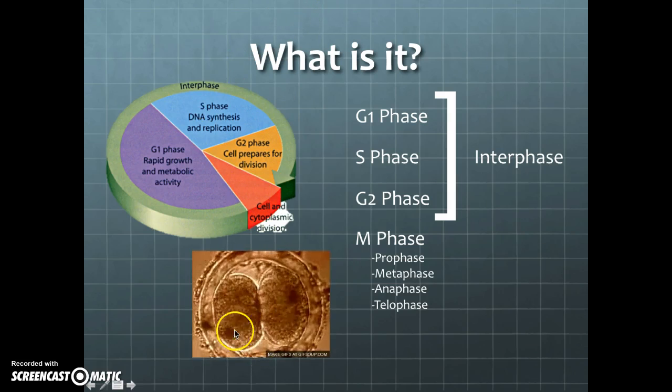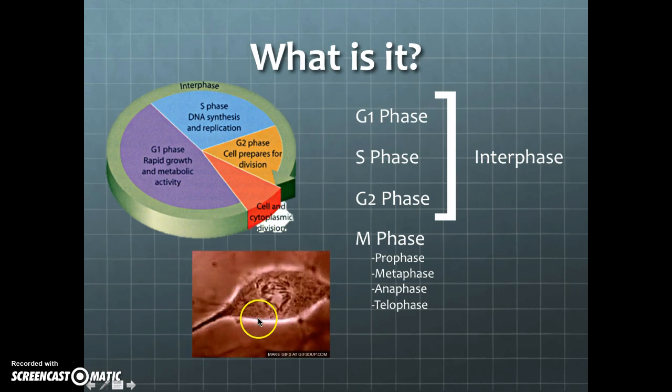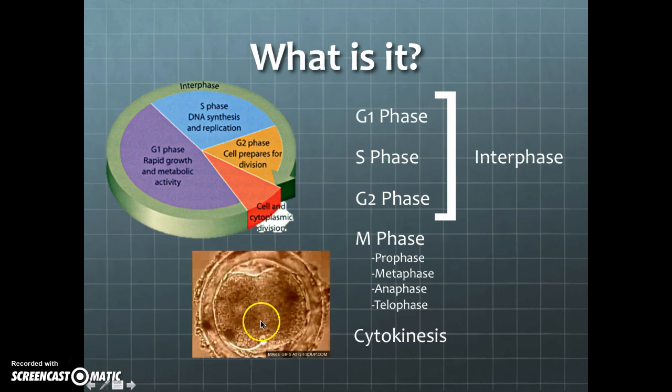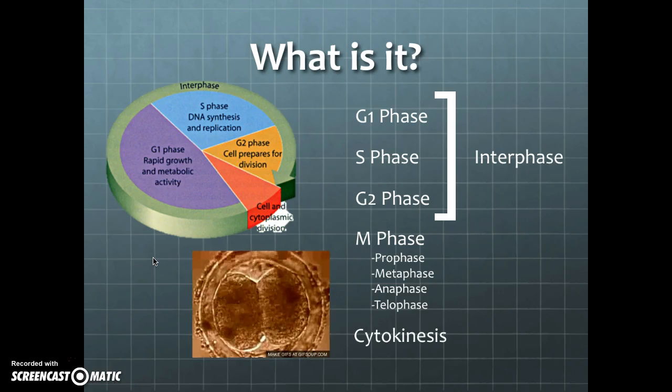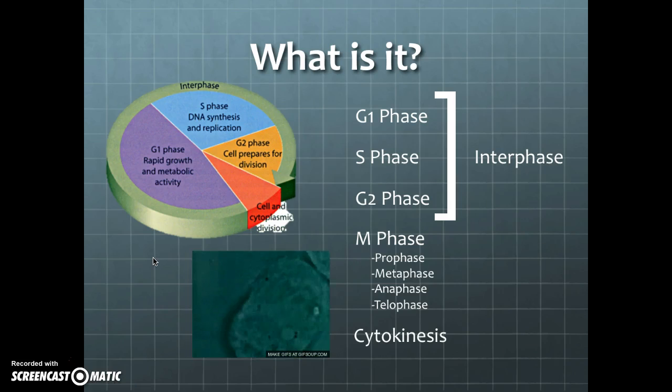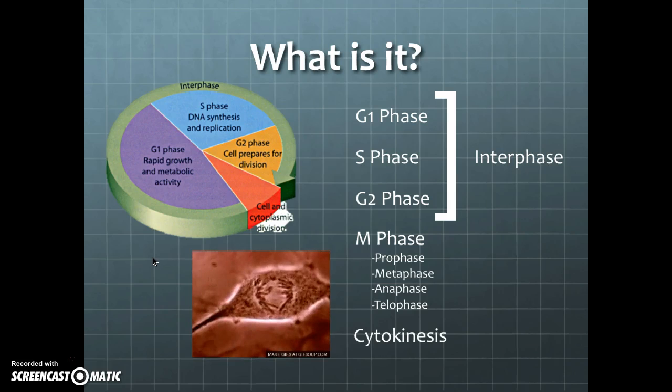So here you can kind of see anaphase and telophase happening, and right here you're going to be able to see cytokinesis. Cytokinesis is the actual cellular division along with the cellular contents in the cell, obviously. And that's going to be part of cytokinesis.